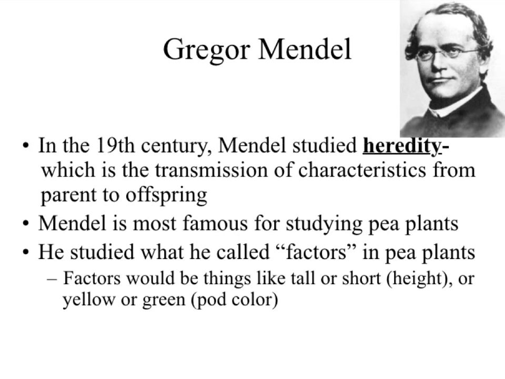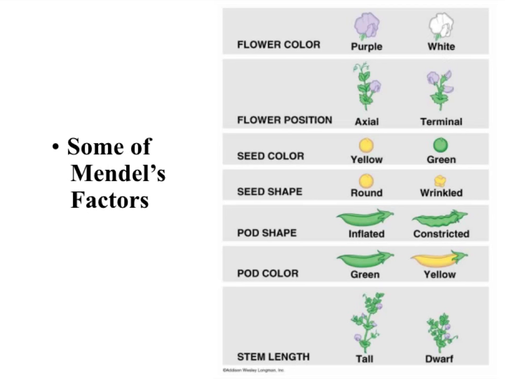What he did is he studied what he called his factors, and it described the pea plants, so whether they were tall or short, whether their seeds were green or yellow, things of that nature is what he was looking at. Here we can see a bunch of the different factors that he investigated: flower color, flower position, seed color, and so on. And basically he started to grow these plants out.